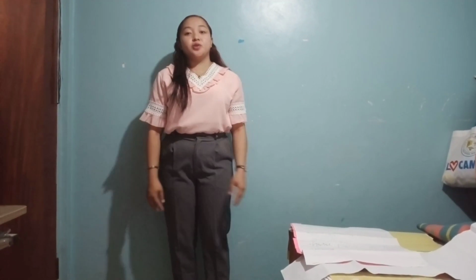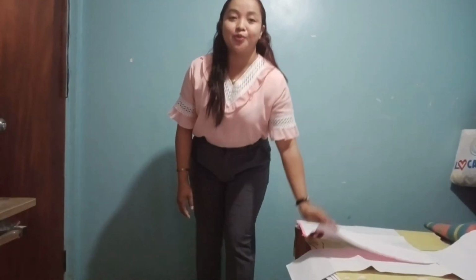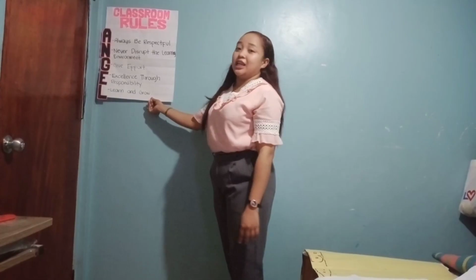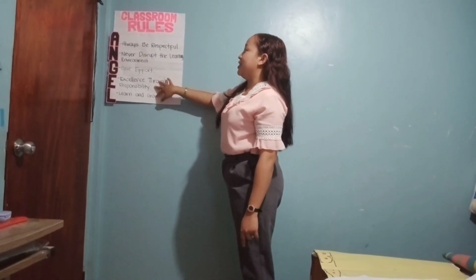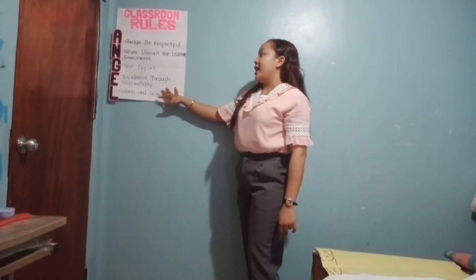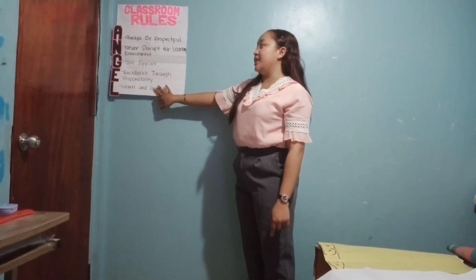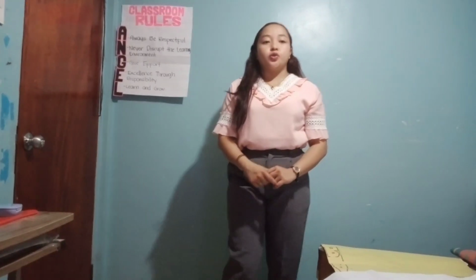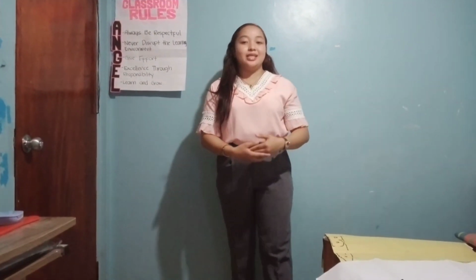So thank you. Now, before we start with our proper discussion, I want to remind you of our classroom rules. Our classroom rules use the acronym of my name, Angel. A stands for always be respectful and never disrupt the learning environment. G is for give effort, and E stands for excellence through responsibility. And lastly, L is learn and grow. These rules should be followed until the end of the lesson for our discussion to be smooth and organized. Is that clear, class?